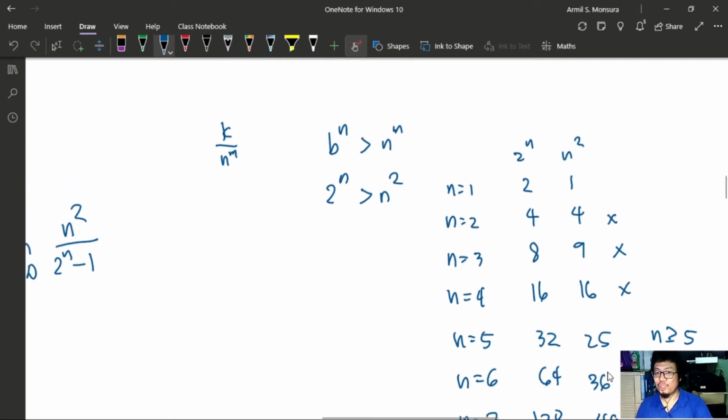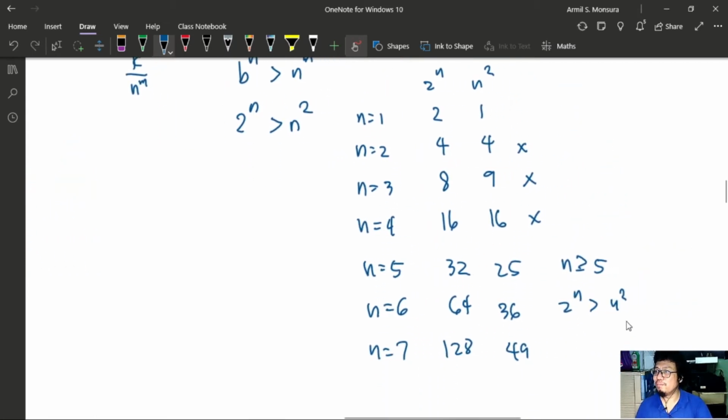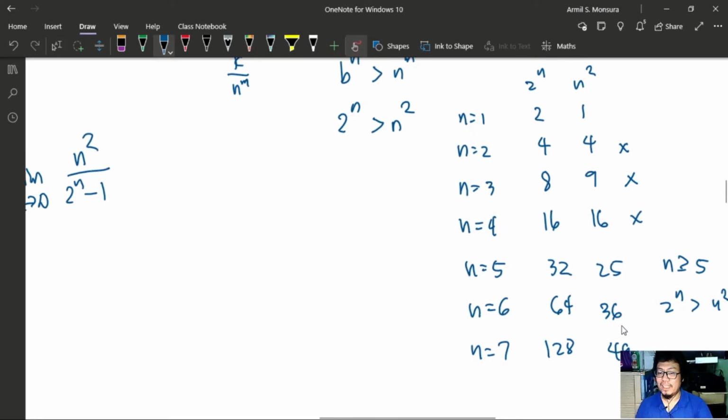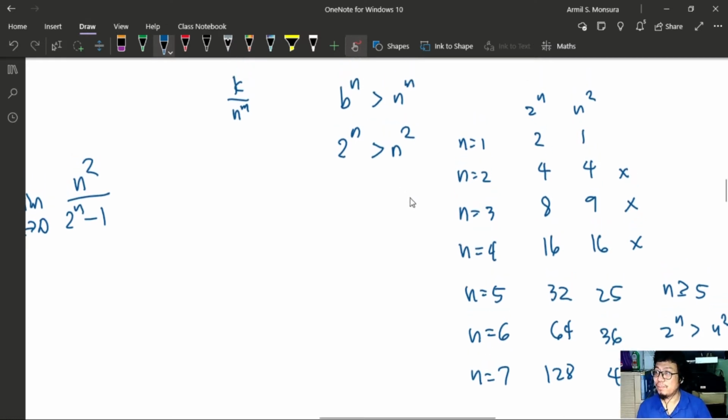Here's the conclusion that we can draw out of this. An exponential expression would actually grow faster than a power expression. This is a power, while this is an exponential. So exponentials grow faster than powers.